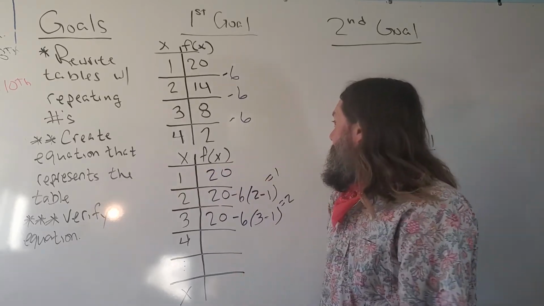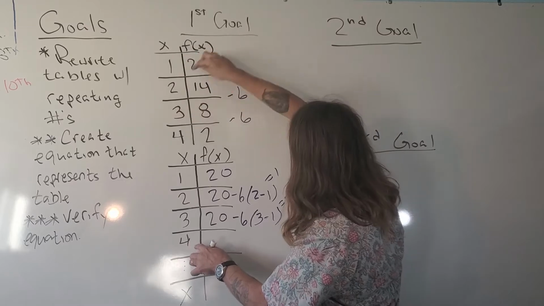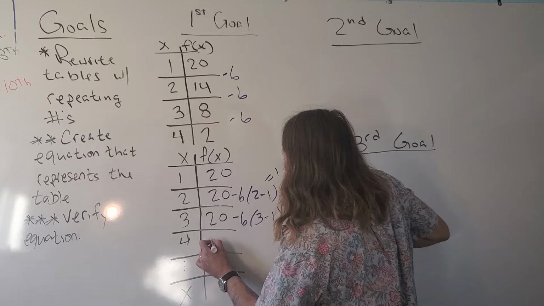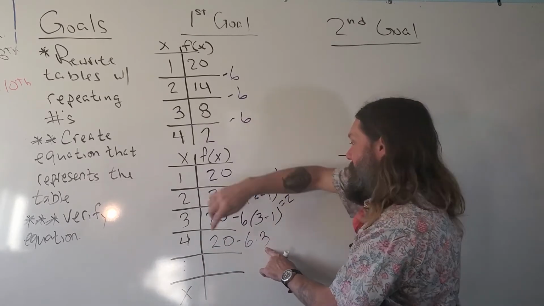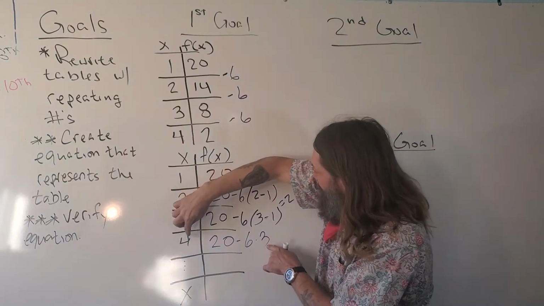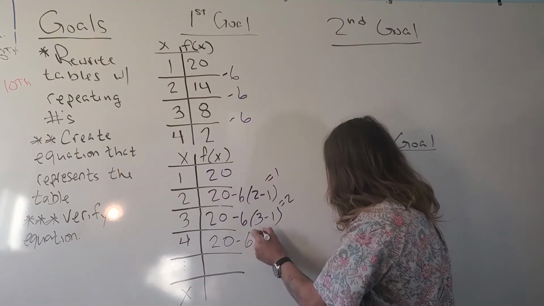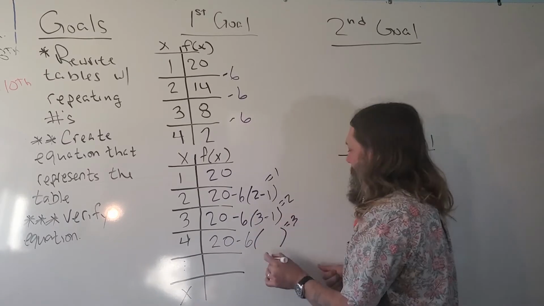Okay, so now on this row, to go from 20 in the first row to the fourth row, I have to take away 3 sixes. So this now becomes 20 minus 6 times 3. But again, the 6 and the 3 and the 4 aren't repeating. So again, I'm going to replace that with a parenthesis. And I know that the parenthesis has to equal 3.